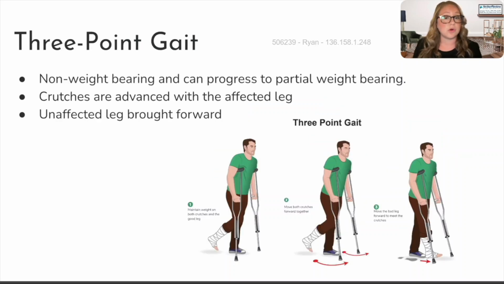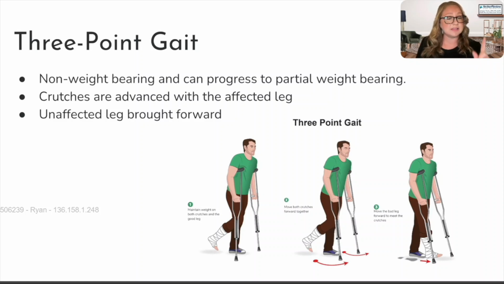Next, we have what's called the 3-point gait. Here, we have 3 steps, and it's important to know that this can be non-weight bearing, and as the client progresses and gets better, can transition into weight bearing, partial weight bearing. So this one can be used for either. It also gives your clients more balance and stability.